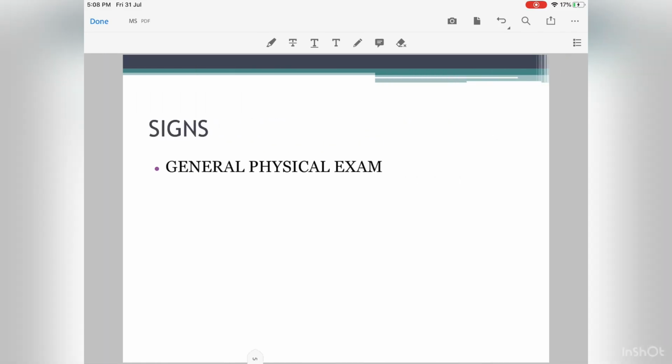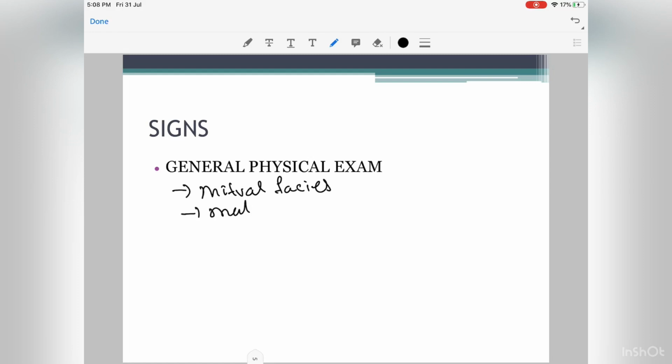Now coming to signs. On general physical examination, on head to toe examination, you will find something called mitral facies. Mitral facies is nothing but purple pinkish patches on the cheeks. These are due to decreased cardiac output and peripheral vasoconstriction. There may be malnutrition.